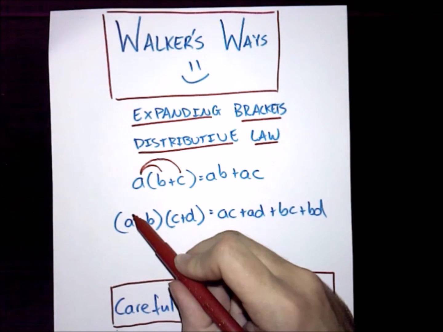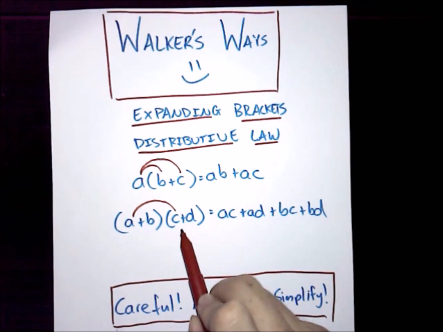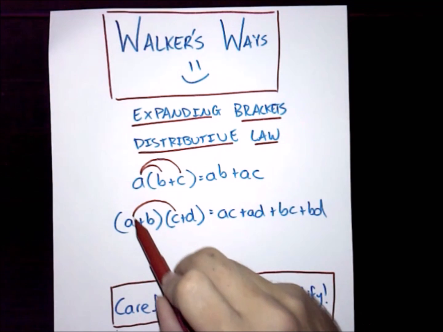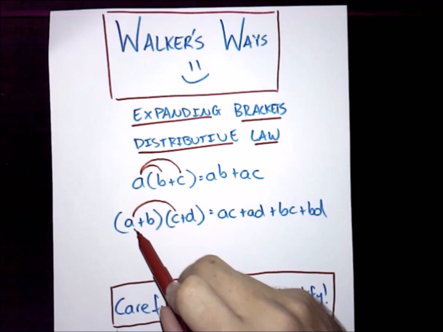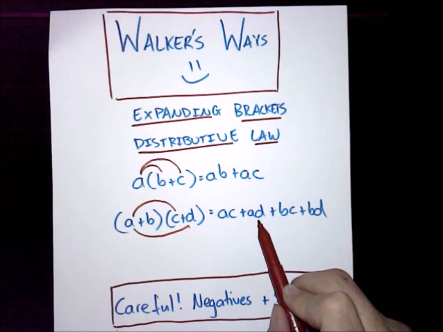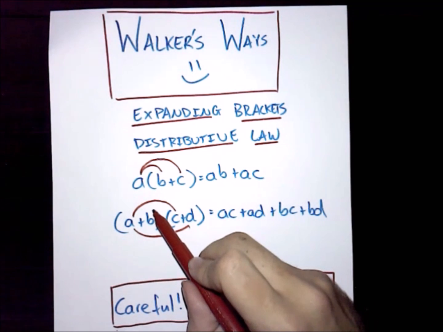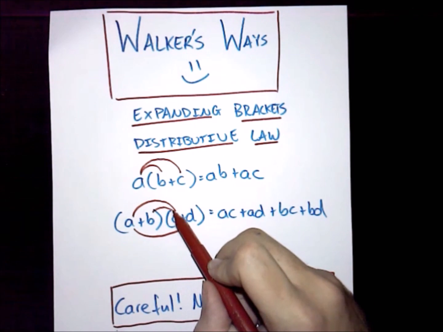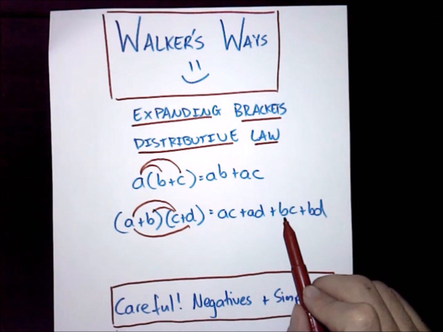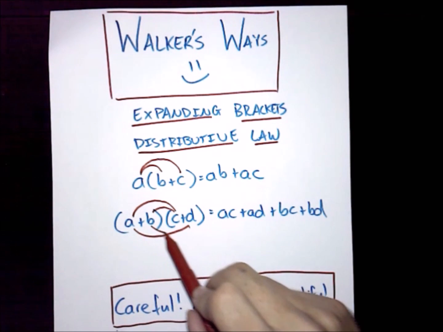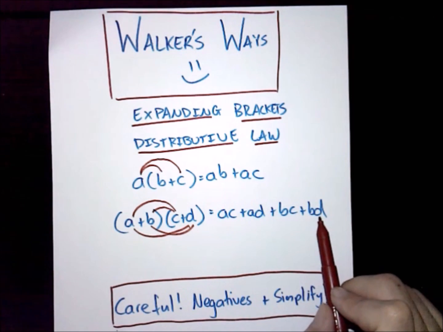So the first one I'll do is a times c, which gives me ac. Then I'll do a times d, which gives me ad. Then I'll do b times c, which gives me bc. And then I'll do b times d, which gives me bd.